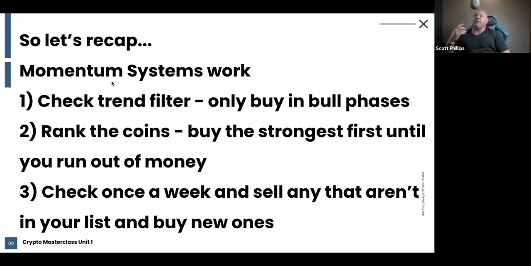So let's recap. Momentum systems work by, one, you check the trend filter and you only buy when you're in a bull market phase. As soon as the market is out of a bull phase, you're not buying anything. Step two is you rank the coins and you buy the strongest first until you run out of money. We're going to get to position sizing and different options for that in the next webinar. It's super complicated.